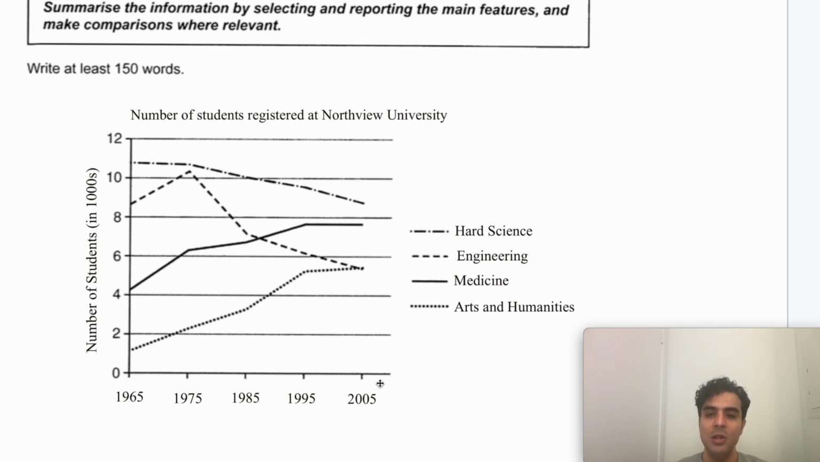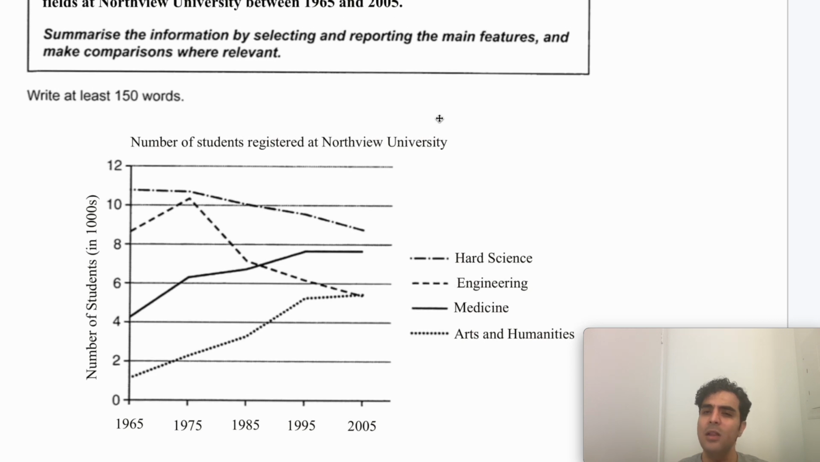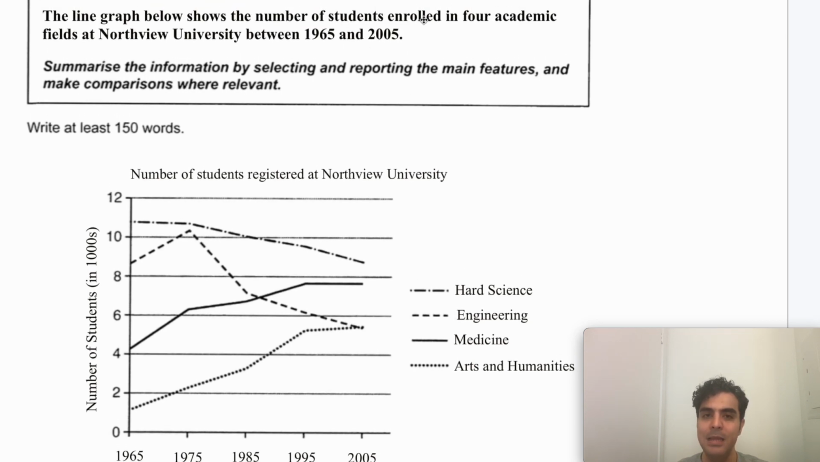The horizontal axis is the next part I'm going to be looking at. And as you can see, we have years. And the scale is 10 years, right? So we have 1965 to 75 to 85 to 95 to 2005. So we have a scale of 10 years. It says number of students registered at Northview University. A lot of the time, this MP that you get in the question will be repeated here above the task itself, which is what we can see here. And the MP core is students once again.